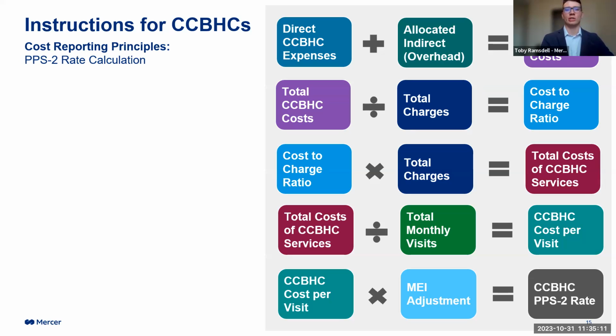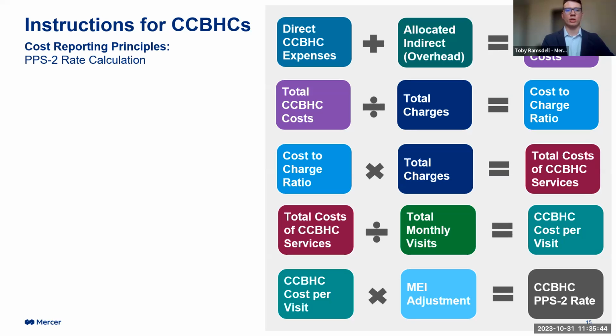The total CCBHC allowable costs divided by total charges by the CCBHC gives you the cost to charge ratio. And then that cost to charge ratio is used primarily to allocate the total costs between the populations. However, as we discussed earlier, there is no final guidance. We only have that interim guidance from CMS on special populations in PPS2. So at this point, we're assuming that there will be just the standard population.